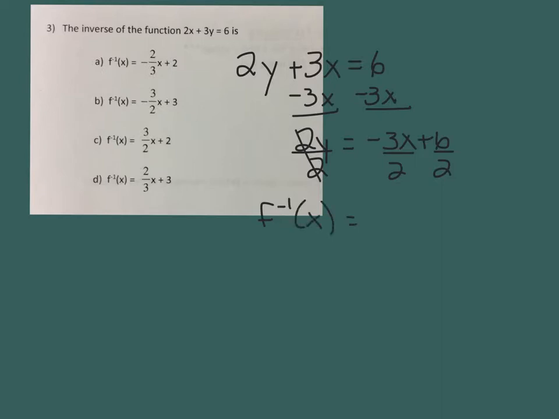And then it looks like here, this doesn't simplify, so I'm going to leave that as negative 3/2 x. And then plus, well, 6 divided by 2 does simplify. 6 divided by 2 is 3, so I'm going to make that a 3. So that matches up with this one right here, letter B.